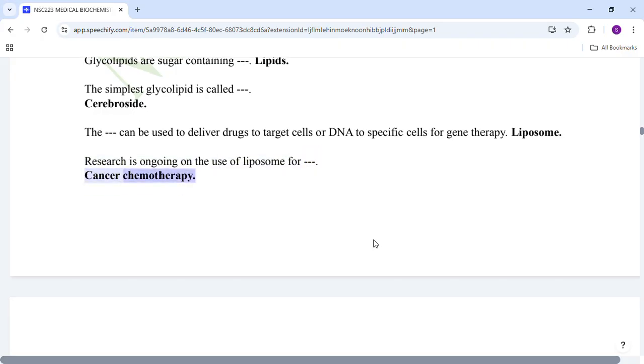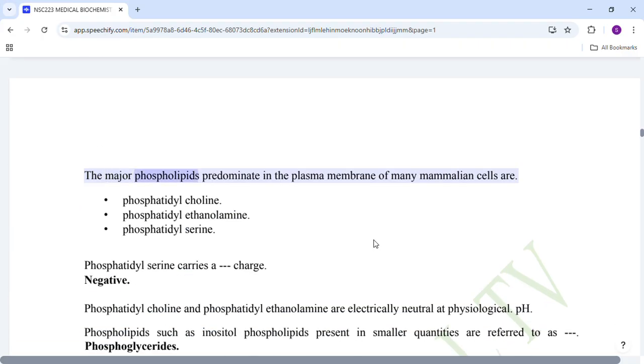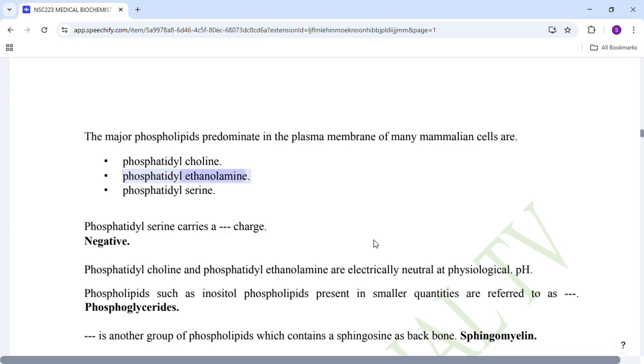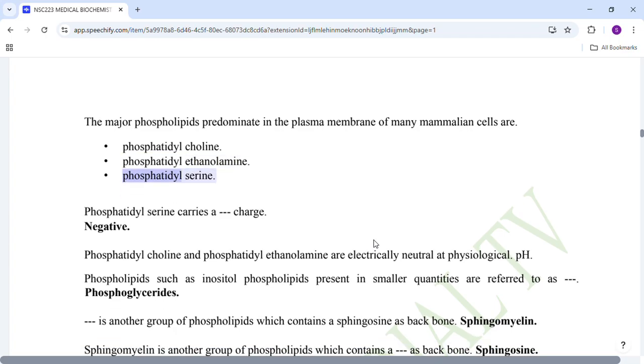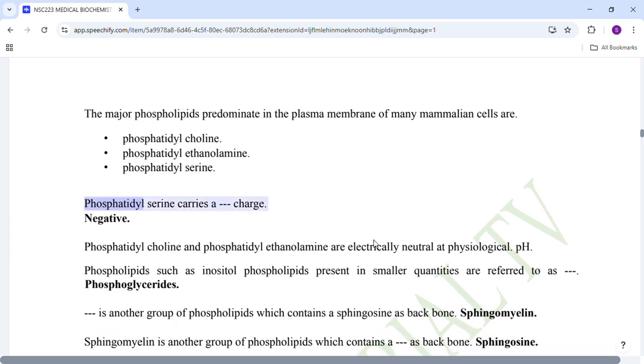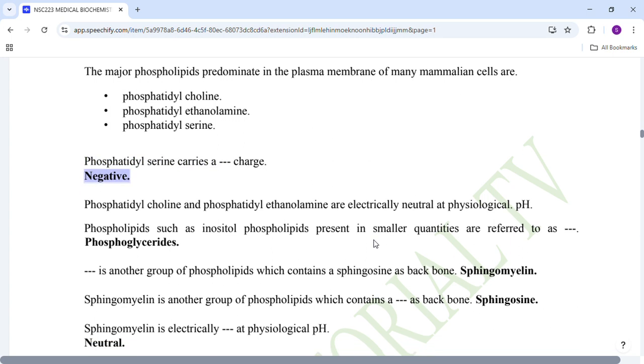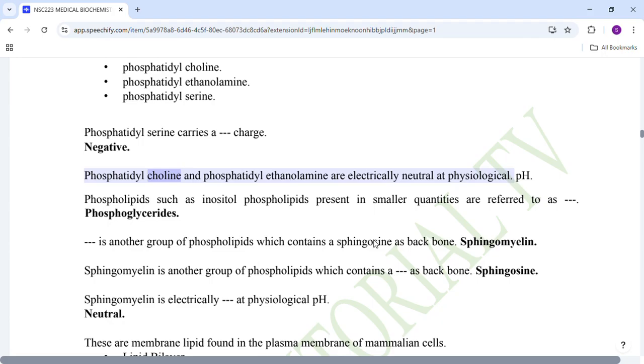The major phospholipids that predominate in the plasma membrane of many mammalian cells are phosphatidylcholine, phosphatidylethanolamine, and phosphatidylserine. Phosphatidylserine carries a negative charge. Phosphatidylcholine and phosphatidylethanolamine are electrically neutral at physiological pH.